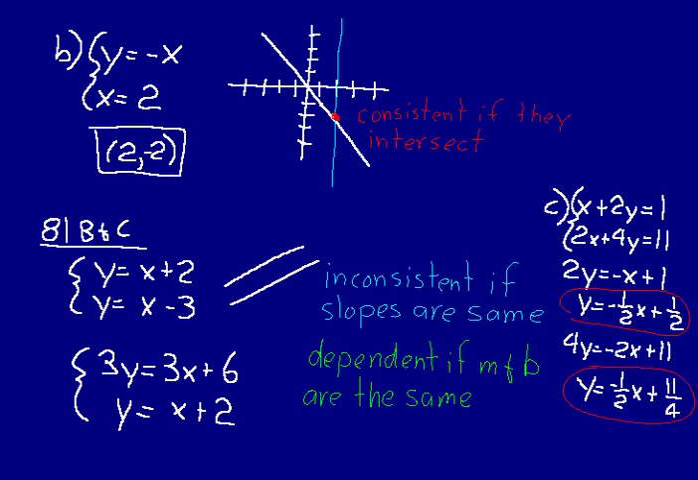They're consistent if they intersect. If they intersect, their slopes are different. So they have the same slope, so we know they're not consistent. Dependent would be slopes and intercepts the same, but that's not true either. So this is an inconsistent set. Basically, they're parallel. That's just the name given to a set of linear equations like that when they have the same slope. They're called inconsistent. They never intersect. Okay, well that's all for lesson 81.